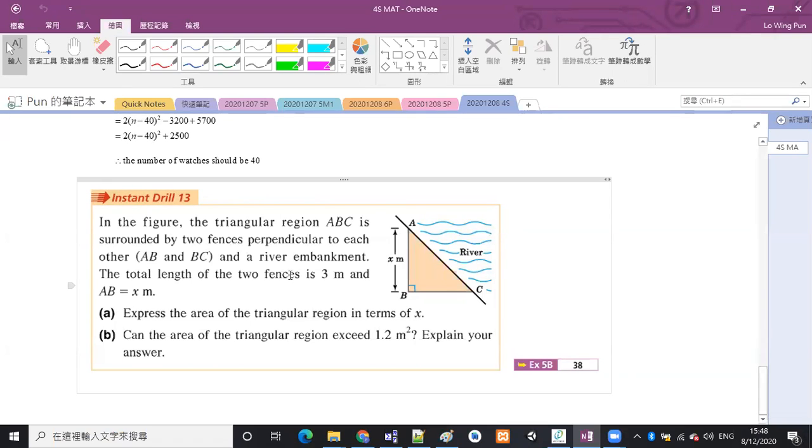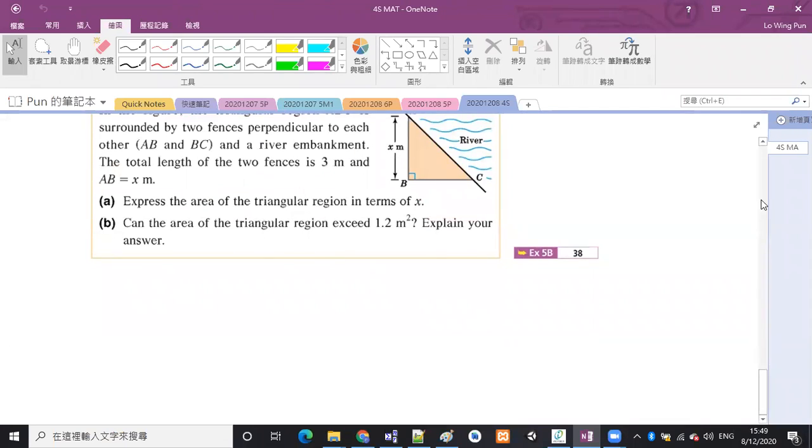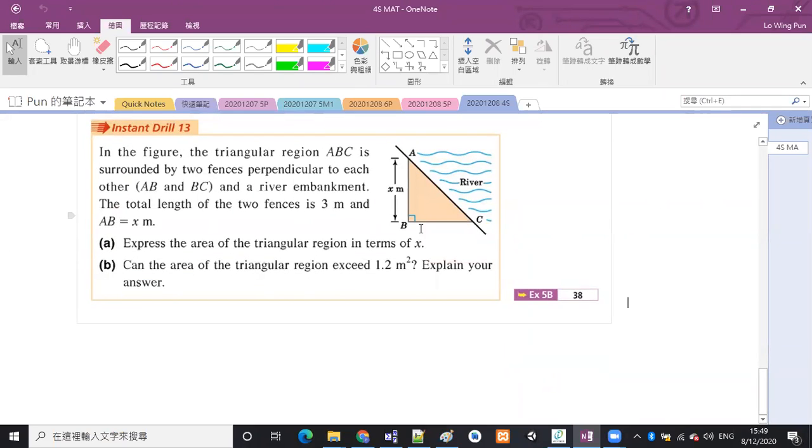So please remember that we are going to have a test on Friday for chapter 3 and chapter 5, all about the quadratic functions and quadratic equations. Okay. So instant rule number 13. In a figure, if the triangular region ABC is surrounded by the two fences perpendicular to each other, AB and AC, and river embankment, the total length of two fences is 3 meters and AB is equal to x meters. Express the area of the triangular region in terms of x.